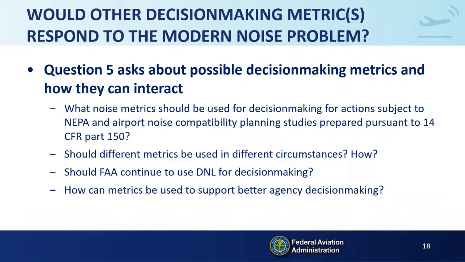Question 5 asks about possible decision-making metrics and how they can interact. What noise metrics should be used for decision-making for actions subject to NEPA and airport noise compatibility planning studies prepared pursuant to 14 CFR Part 150? Should different metrics be used in different circumstances? If so, how? Should FAA continue to use DNL for decision-making? How can metrics be used to support better agency decision-making?